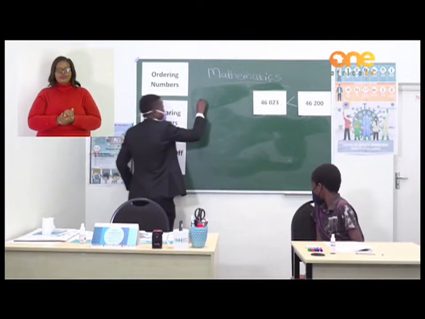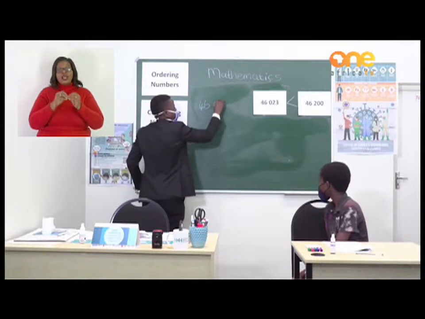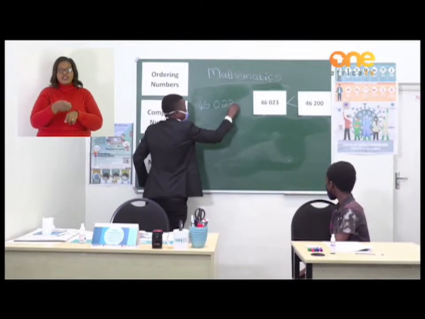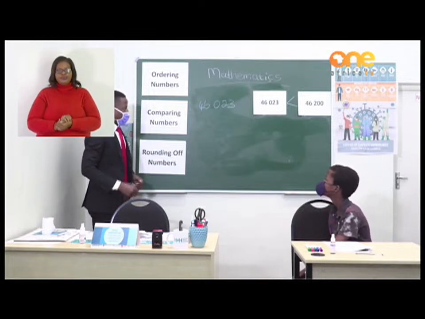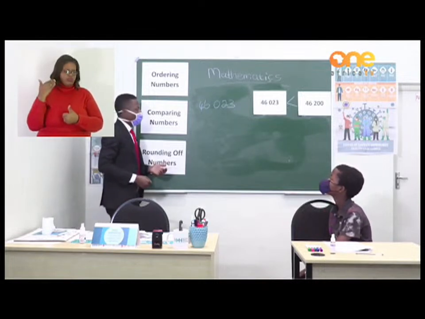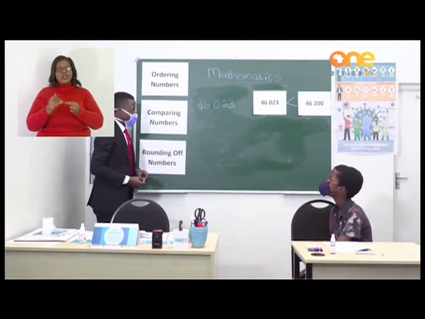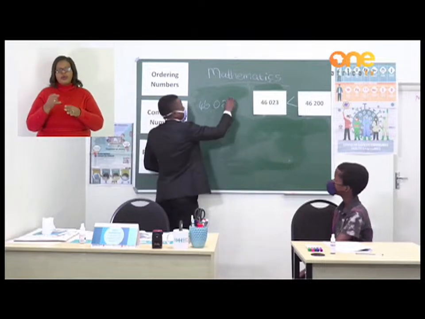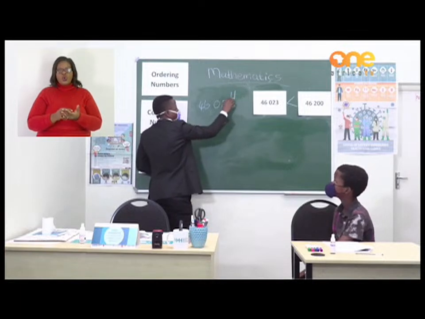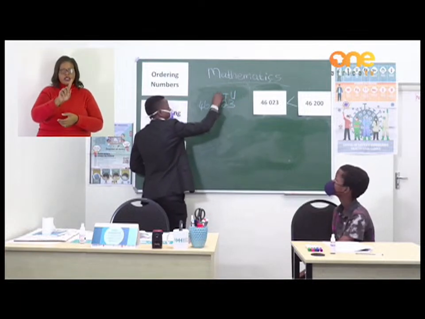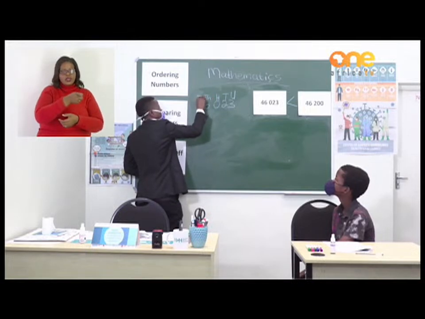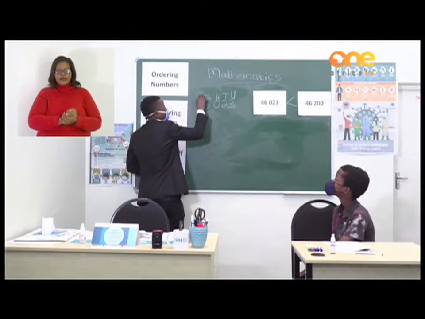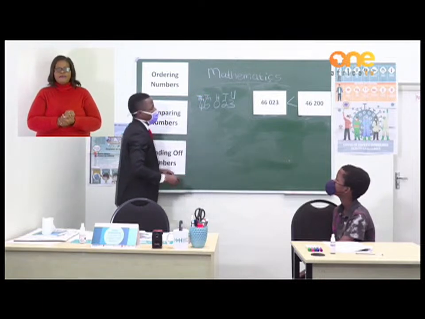You'll be given a number, for example, 46,023. And remember in the previous presentation, I was talking about place values. The last number is always a unit, a 10, 100, 1,000, and a 10, capital T, a 10,000.